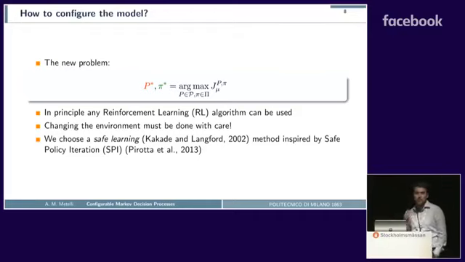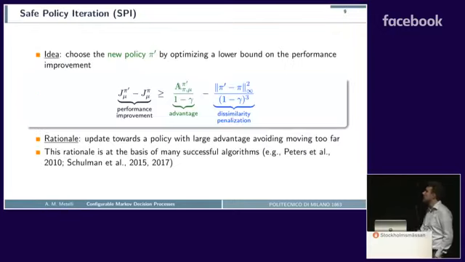However, configuring the environment is actually an activity that has to be performed with some attention. Think, for instance, of what would happen if we select a wrong configuration for a vehicle in a car race. For these reasons, we decided to resort to a safe learning algorithm, which is inspired by safe policy iteration, that allows us to achieve some theoretical guarantees. A few words about safe policy iteration. It is a policy search algorithm that is based on the idea of optimizing a lower bound on the performance improvement instead of optimizing directly the expected return.